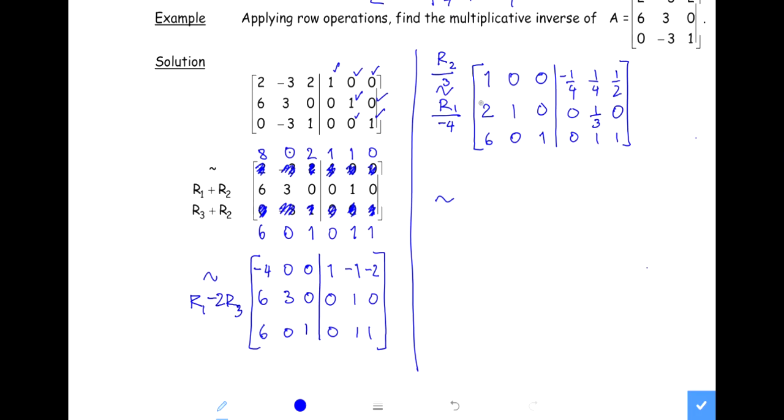If I want to make number 2 disappear, then I have to do something like R2 minus 2 times R1. So I'm going to do R2 minus 2 times R1, then this one will be changed to 0. And this row number 3, I want to eliminate number 6. I want to change it to 0. I think you know it. You're going to do R3 minus 6 times R1, because we have number 1 here.